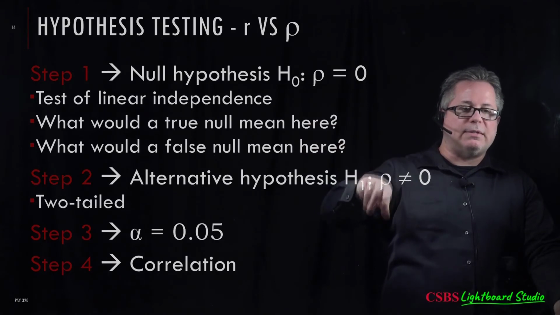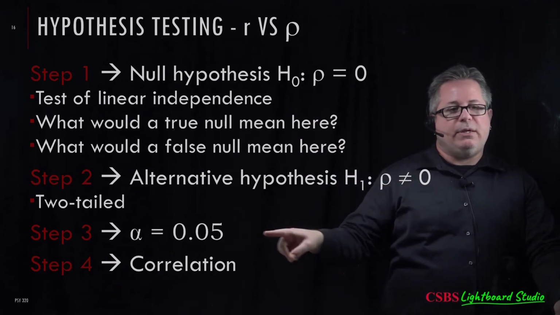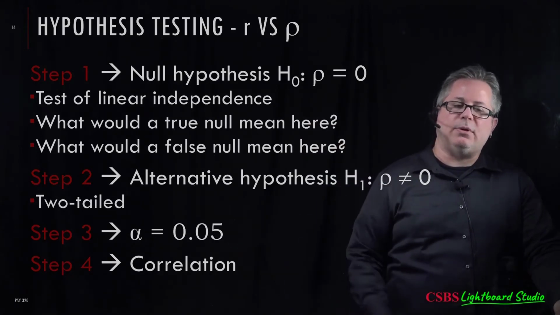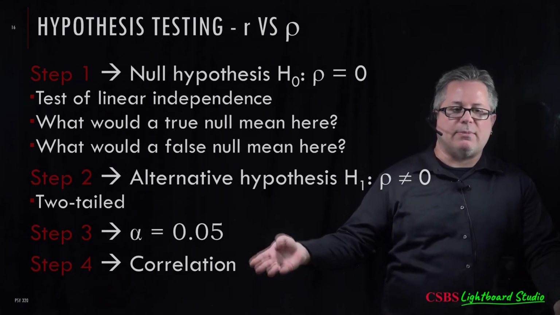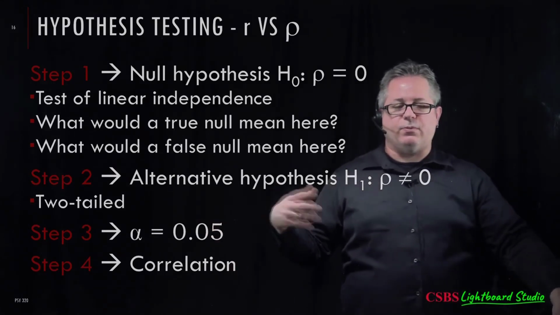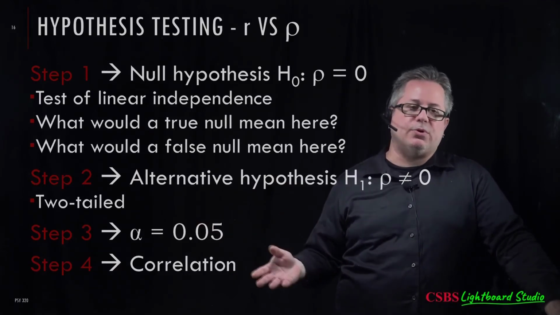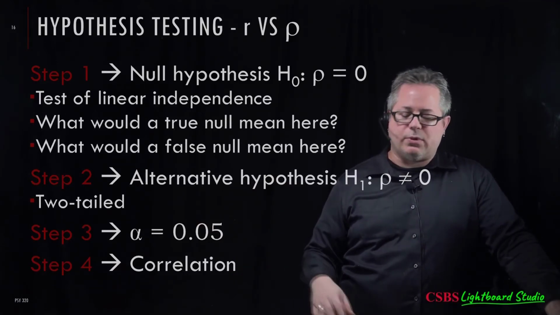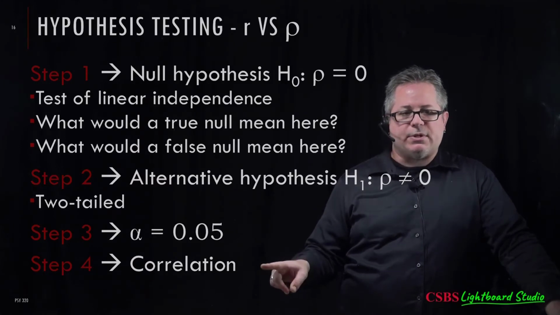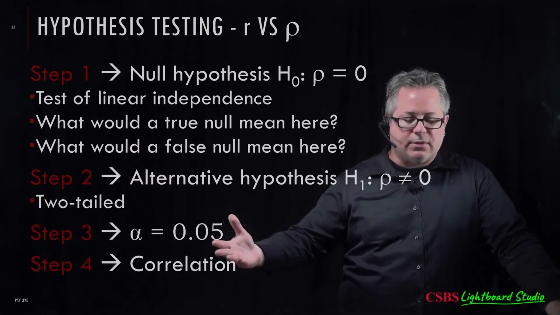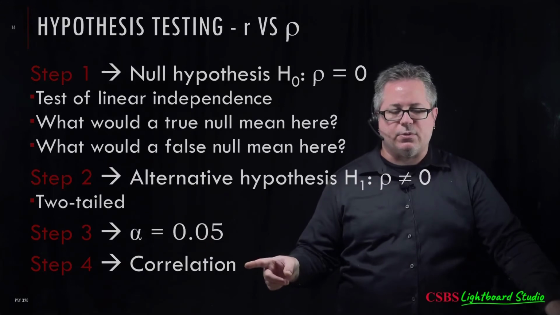And that's what we're going to test in here. Step 3 stays the same. We're still assuming alpha is 0.05, and because this is the correlation chapter, when you're asked about the relationship between these variables, or whether they are correlated, you should know right away that it's a correlation problem. So step 4 is state the type of test you're doing, and we're doing a correlation.